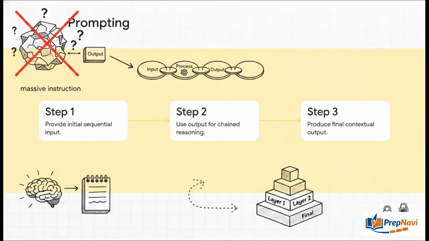All right, that brings us to section 2, advanced prompting techniques. Now, if you try to shove a massive, complex task into a single instruction, it's probably going to fail, right? Instead, the syllabus highlights using chain structures. You start with an initial sequential input, the model chews on that, and then you actually use its output to feed your next prompt. You're building a chain of reasoning. The step-by-step guidance stops the AI from losing context, and it forces it to basically show its work before giving you that final contextual output.